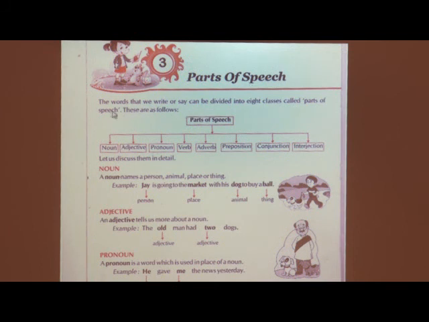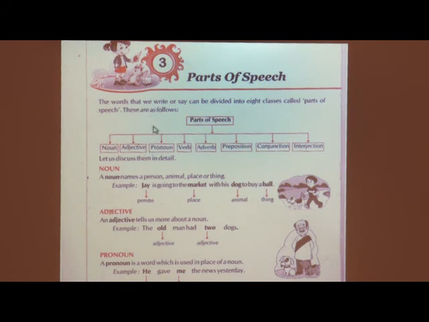Now, you can see here the words that we write or say can be divided into 8 classes. They are called parts of speech. See what they have told: whatever sentence or words we write, and whatever words we say, they are divided into 8 parts or 8 classes, and those classes or parts are called parts of speech.